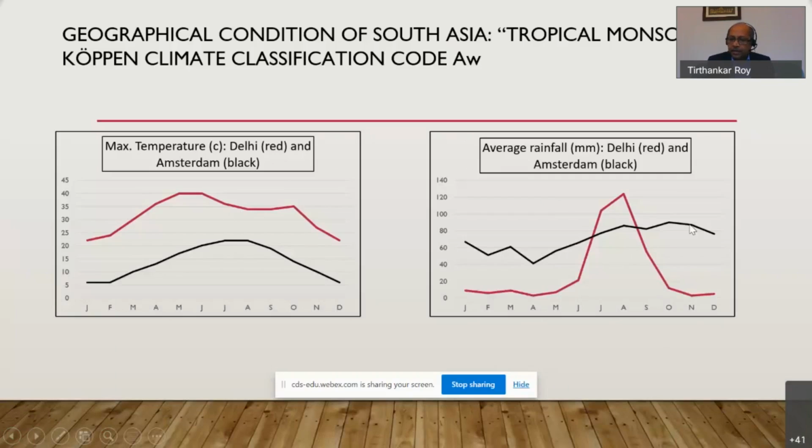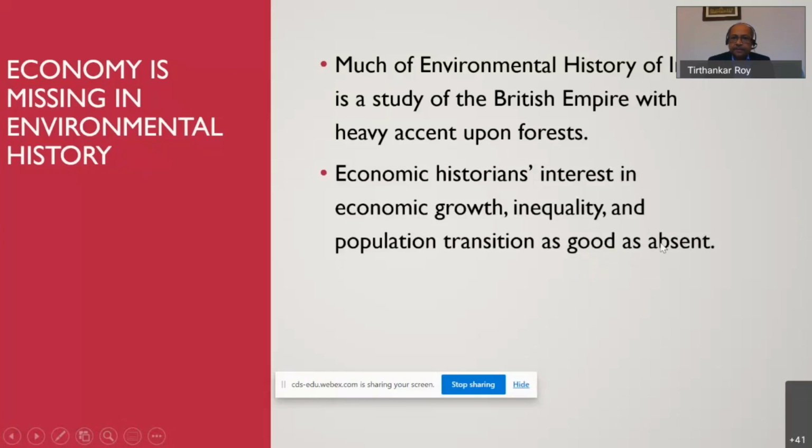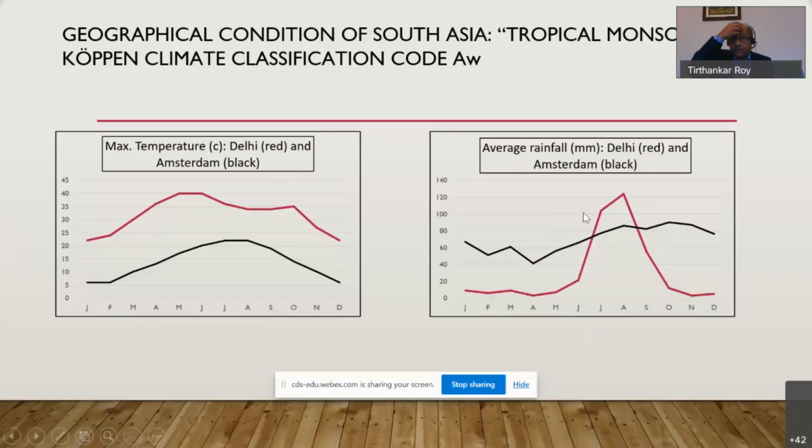Okay, so to start with, if I want to bring geography into the kind of economic history that I'm really interested in, which should have seasonality, water, and risk in it, we have to start with a definition of the geographical condition of South Asia, and this can be easily done by importing the phrase tropical monsoon from the Köppen-Geiger climate classification, code Aw.